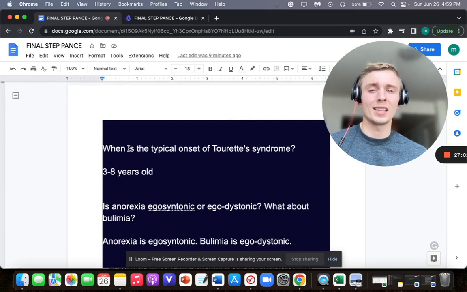So when is the typical onset of Tourette syndrome? 3 to 8 years old. So Tourette syndrome typically comes from 3 to 8 years old, and also rarely past 18 years old. So 3 to 8 years old, Tourette's typically starts.